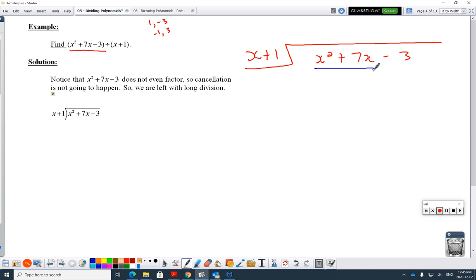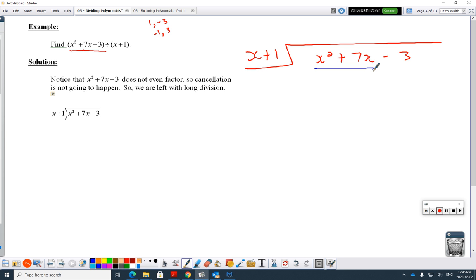Then I want to write something up here in the quotient. I'm going to try and use those words whenever I can to poke them into your brain. I'm going to write something that when I multiply it by x plus 1, I get rid of as much as I can. And as much as I can is the highest degree term. Poking that degree term into your brain as well. I want to get rid of the highest exponent if I can.